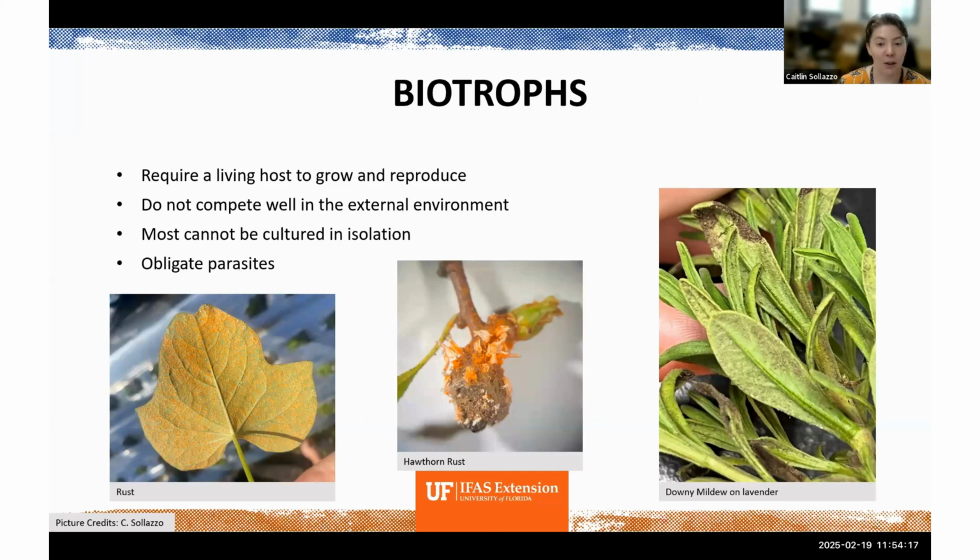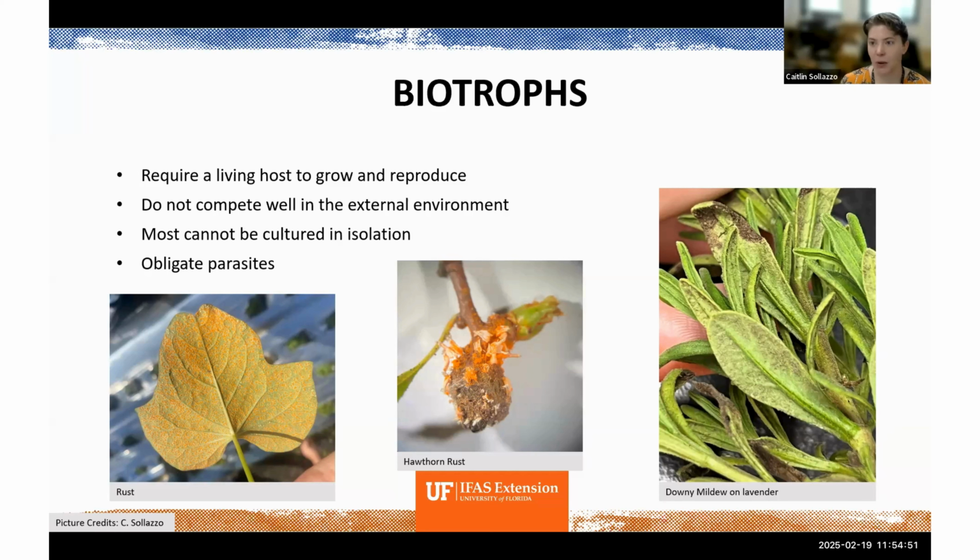So biotrophs, these are the living eaters. They are pathogens that can only feed on living tissue, living cells, living plants. So they need a living host to grow and reproduce. They do not compete well in the external environment. And what we mean by this is if you have a plant that is killed off by a pathogen and you have just the leaf litter or the dead plant in the soil, everything else that's in that soil, there's a lot of fungi, a lot of bacteria in that soil, it will all outcompete it.